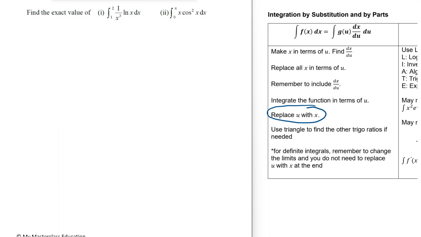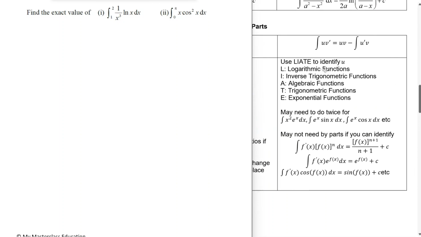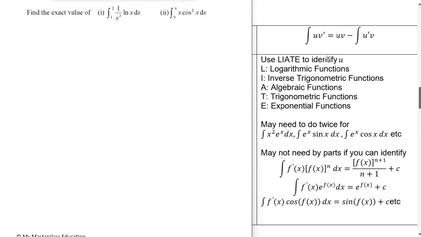In every exam, you will come across a certain question that will ask you to do integration by parts. It might be a direct question or it might be under an area under curve kind of question. The important thing is, number one, you must write down the integration by parts formula. That will be the integral of uv prime equals uv minus the integral of u prime v.